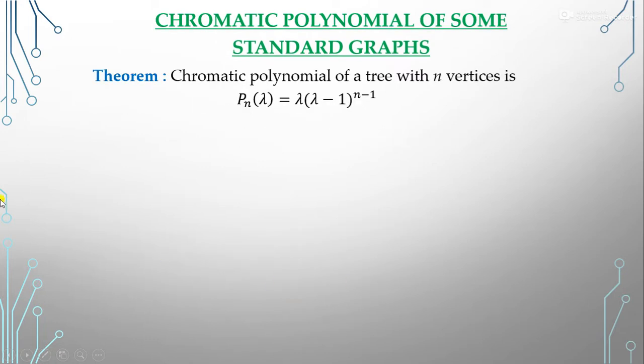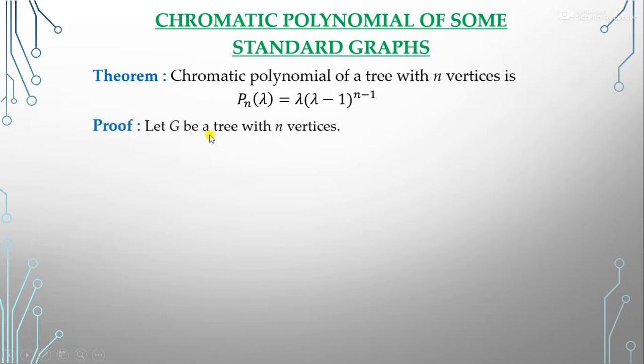Now, the next one is the chromatic polynomial of a tree. If we have a tree with n vertices, what will be the chromatic polynomial of that? That is lambda, lambda minus 1 raised to the power n minus 1. So, if you have a tree, you can directly write the chromatic polynomial, that is this one. Now we have to prove this.